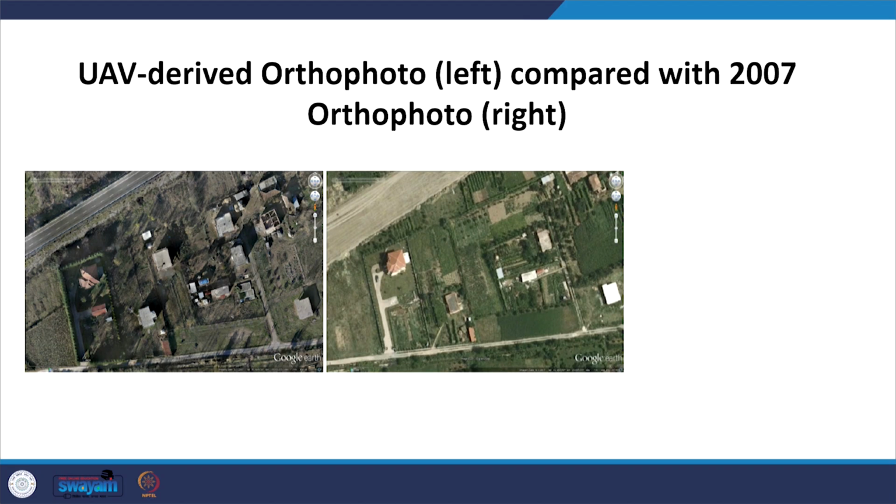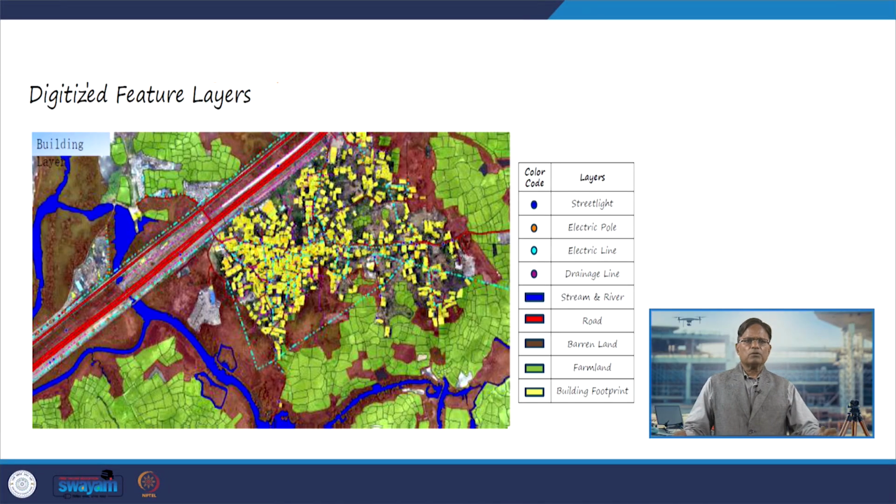So this photograph also depicts certain changes which have taken place in the area over a period of time, so change analysis can be carried out. We can also carry out on-screen digitization from these orthophotos and create various kinds of thematic maps. This image shows the various features visible on the orthophoto being digitized.